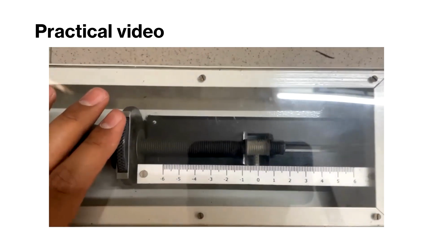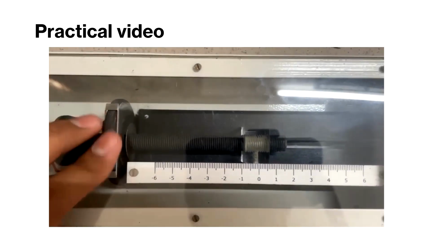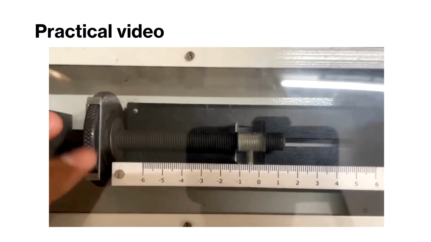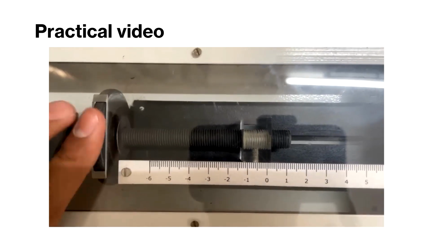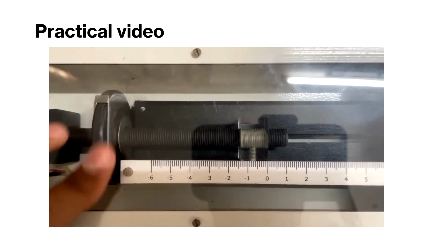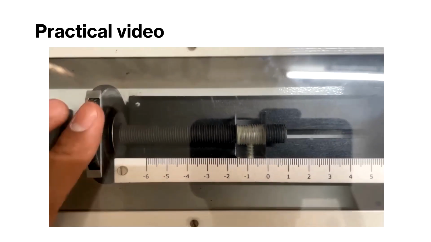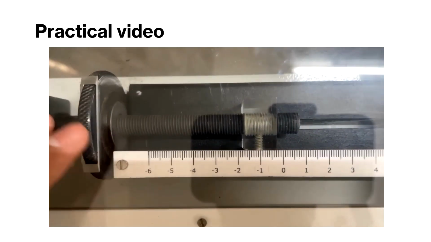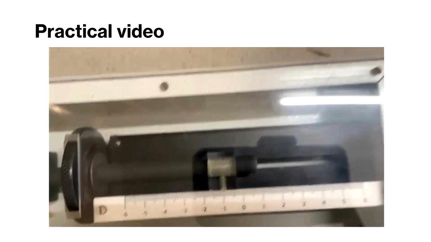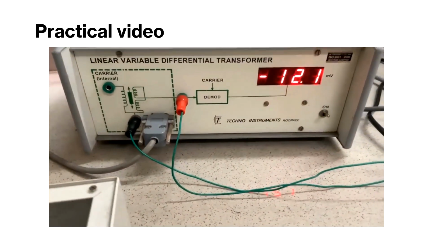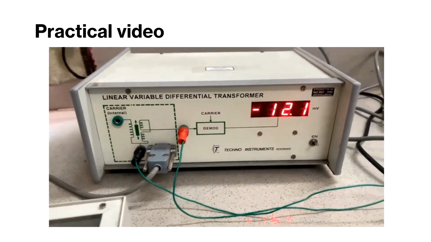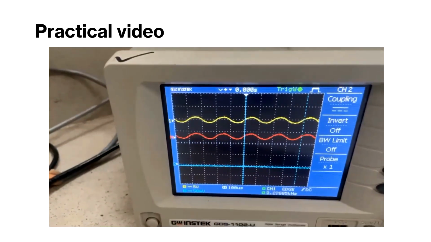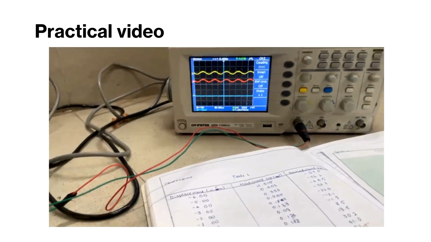Here I move the thumb wheel to change the position of the core. As you can see, I'm moving the thumb wheel to make the core displace to the negative side. I moved it to -1 centimeter. Corresponding to the -1 centimeter, this is the demodulated output, and this is the modulated output, the RMS voltage that we are going to measure.